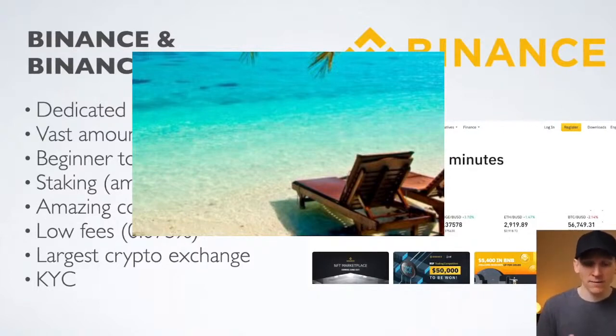They have a vast amount of products. You have trading, you have a decentralized exchange, you have derivatives on here as well. Pretty much everything that you could ever want, Binance has. It has amazing staking support as well for coins. It has amazing coin support. It has the lowest fees I've seen at 0.075. It has the highest liquidity as well.